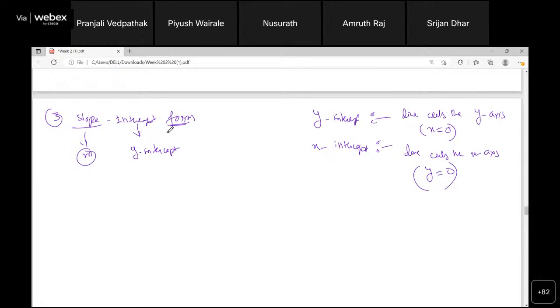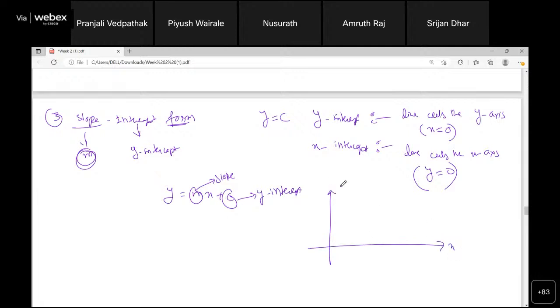Now, suppose I have been given the y-intercept, say c, and I have the slope m, then I can use this direct formula. That is y equals mx plus c, where m is the slope and c is the y-intercept. If I draw this line like this, x equals 0, it will come like this. So this is my c, and this is my slope. Theta, tan of theta equals m, right?